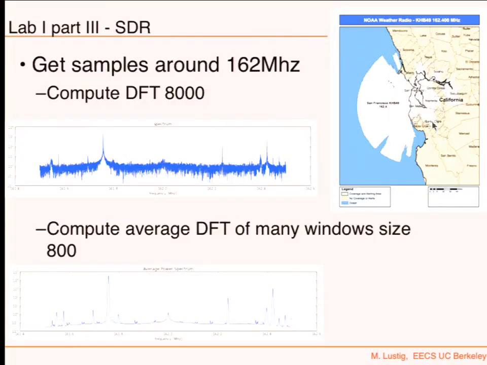Okay. Now, what you're going to do is you're going to look at spectrum. So you're going to tune to NOAA weather radio frequencies. It's transmitted from Mount Diablo and from Mount Tam. And then you're going to listen to 162 megahertz. This is NOAA radio. And then you're going to compute a DFT of 8,000. You're going to get this. It's kind of noisy. Then you're going to break it into windows and average them to improve. But you lose some resolution, but you get better signal-to-noise ratio of those frequencies.